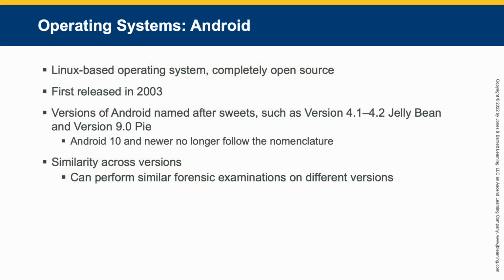Operating system Android is a Linux-based operating system, completely open source, first released in 2003. Versions of Android are named after sweets, such as versions 4.1 and 4.2 being Jelly Bean, and version 9.0 being Pie. Android 10 and newer no longer follow this nomenclature. Due to similarity across versions, you can perform similar forensic examinations on different versions.